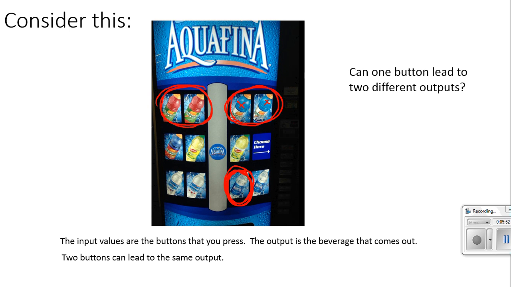So when you're thinking about a function, think of it as if I push the button and I get two different answers, but I was really supposed to only get water, but I got water and Gatorade, then the machine is broken and it's not a function.